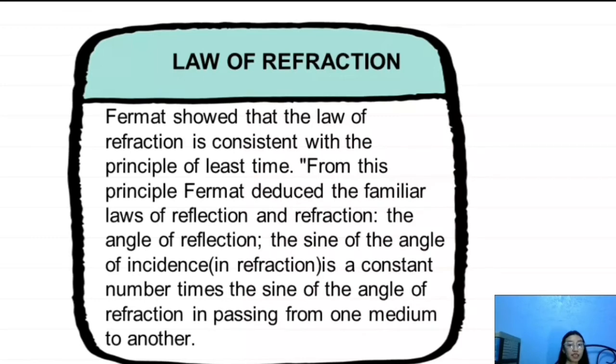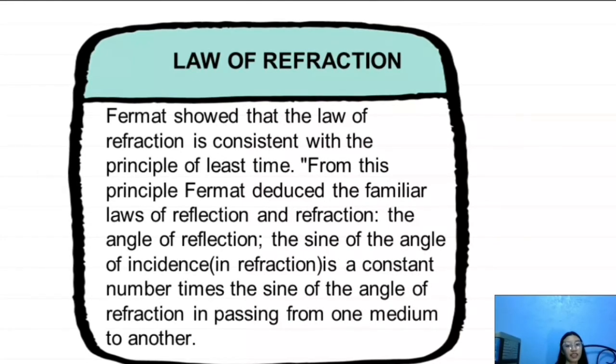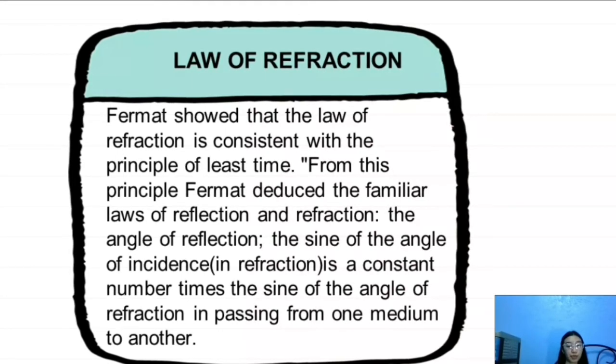From this principle, Fermat deduced the familiar laws of reflection and refraction. The sine of the angle of incidence is a constant number times the sine of the angle of refraction in passing from one medium to another.